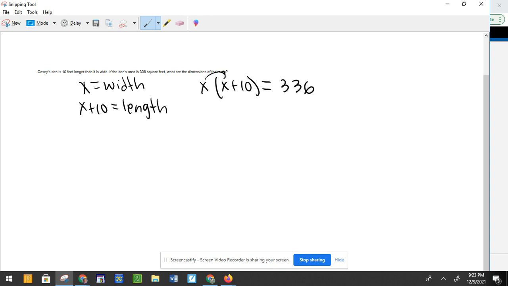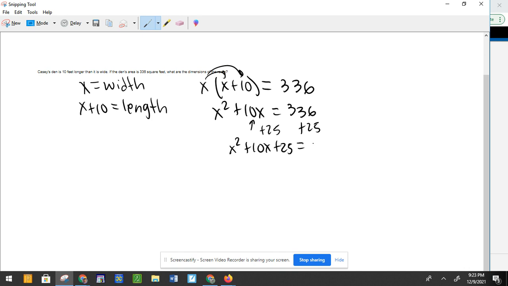So first, let's distribute the x. You get x squared plus 10x is equal to 336. If we're going to complete the square, we're going to complete it based off of that number there. So half of 10 is 5, and then 5 squared is 25. So we're going to add 25 to both sides. So you have x squared plus 10x plus 25 is equal to 361.